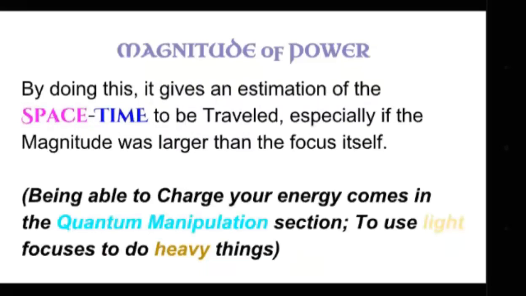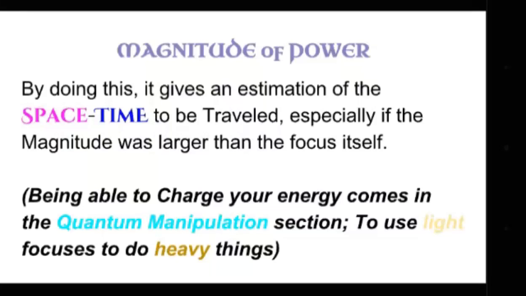By doing this, it gives an estimation of the space-time to be traveled. So by doing this, it gives a documentation of how much time is going to be used to further whatever you're doing. It also gives the type of space that's being used. It could be compressed space, it could be spread out, but it also gives a level of space, especially if the magnitude was larger than the focus itself.